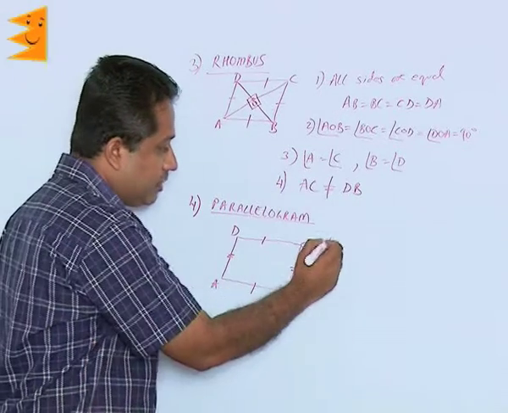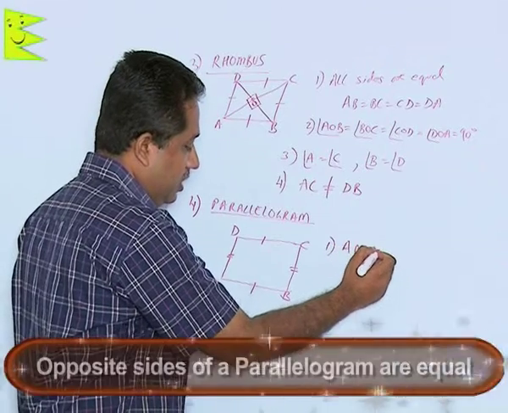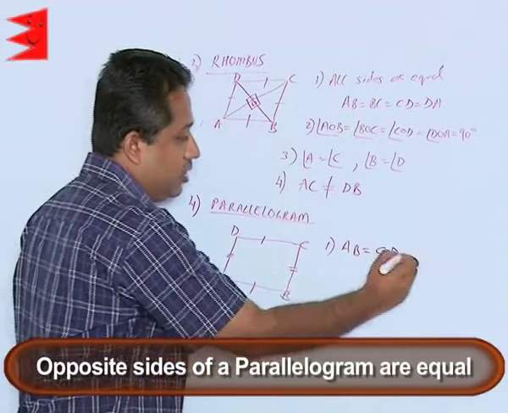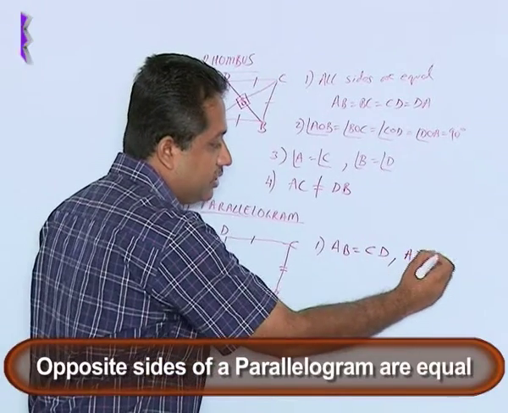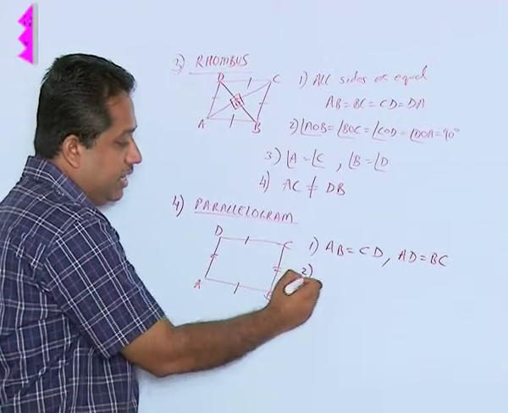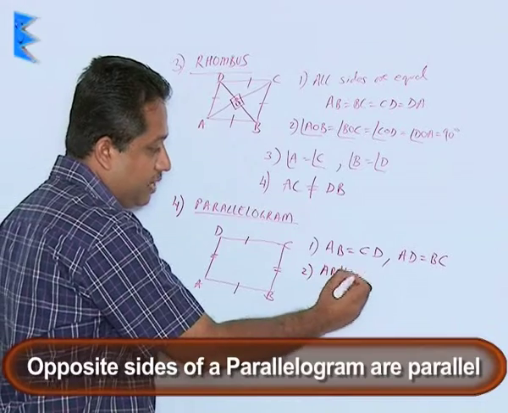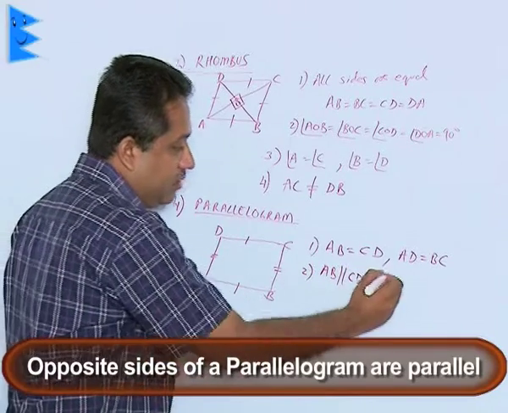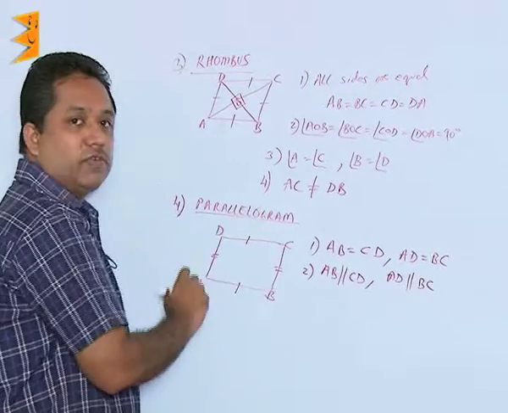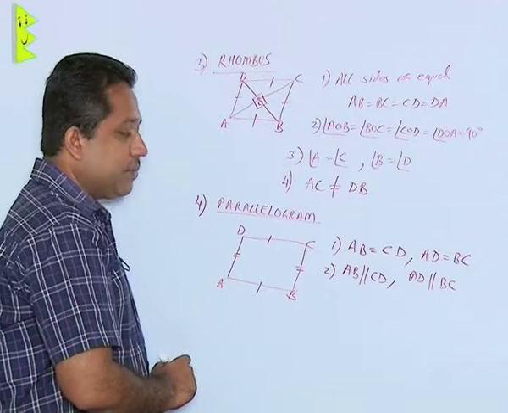So, look at this parallelogram. We can say that AB is equal to CD and AD is equal to BC, because they are opposite sides of this parallelogram. Secondly, opposite sides are parallel. So, AB will be parallel to CD and AD will be parallel to BC. So, these are the two main characteristics of a parallelogram: opposite sides are equal and opposite sides are parallel.